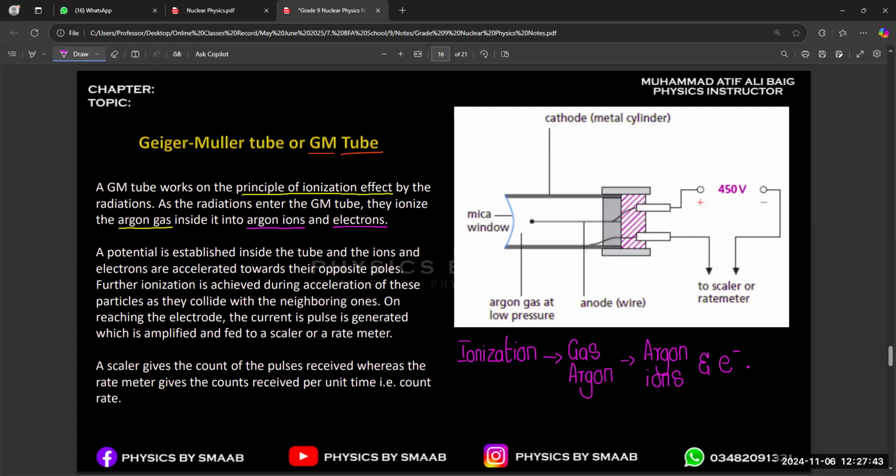They will not ask you to write down the whole process of this GM tube. This is for your explanation. Like if you want to read how it actually works, this paragraph helps you to further add the detail. In this counter, a potential is established. Potential means voltage. So voltage is established. Because in the diagram, you can see there is positive and negative charge. So this is actually potential.